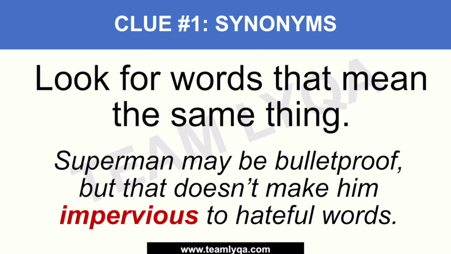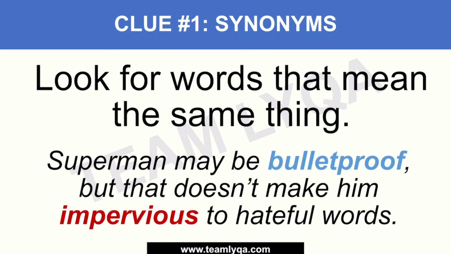Now, if you notice in the first sentence, this is what it says: Superman may be bulletproof, but that doesn't make him impervious to hateful words. So this is our word in question, and before it, there's an earlier statement. And what it says there is that Superman is bulletproof, no? Now, here's another thing that I want you to take note of. Look at the conjunction that was used, no? The word used is but. Now, what does but mean?